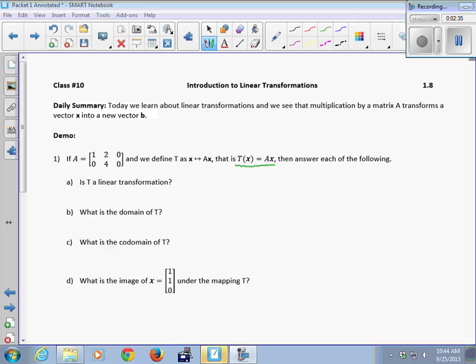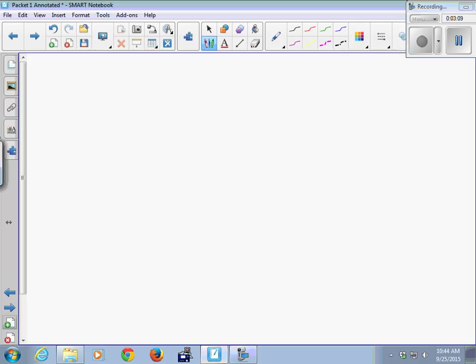How do we know? T is the matrix transformation that multiplies any vector by this matrix A. Yes, absolutely, it's linear. Any matrix transformation is always linear, but let's verify it in this case. I'll go to another slide. You don't have to write this down if you don't want to, but I want to show you that it's linear. So 1, 0, 2, 4, 0, 0. That's my matrix A.